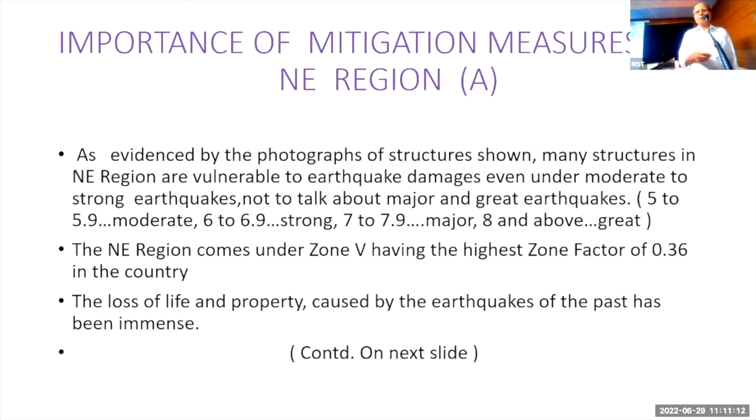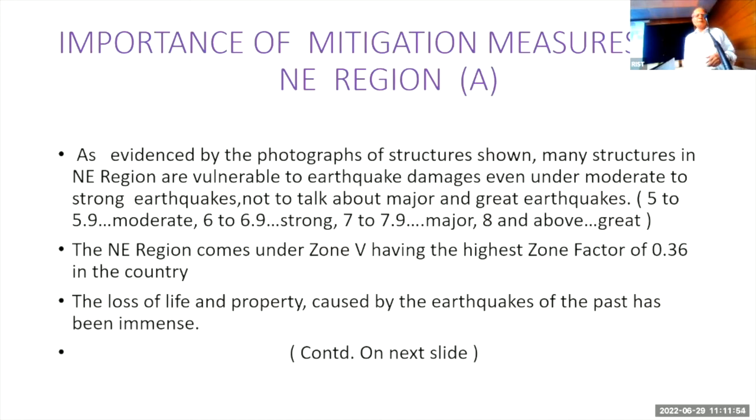When I talk about moderate to strong earthquake, what is the definition of a moderate earthquake? In the slide I have shown below, 5 to 5.9 magnitude is called a moderate earthquake, and 6 to 6.9 is called a strong one, and 7 to 7.9 a major one, and 8 and above is called a great earthquake. So here, in Assam, in the 20th and 21st century, we have only one great earthquake, that is 1950.